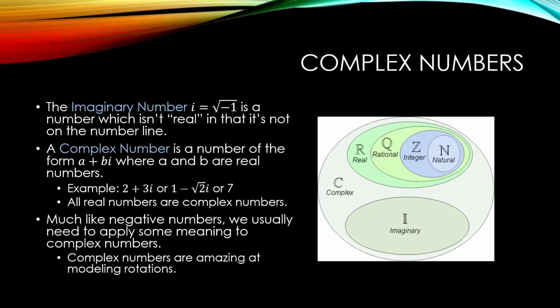And so much like negative numbers, we usually need to apply some meaning to complex numbers. And there's one meaning which we usually see, and that is the idea of rotations. Complex numbers are able to give us a visual for rotating things, which is unlike anything else in math. And so whenever we need to model rotations, we will usually use complex numbers.